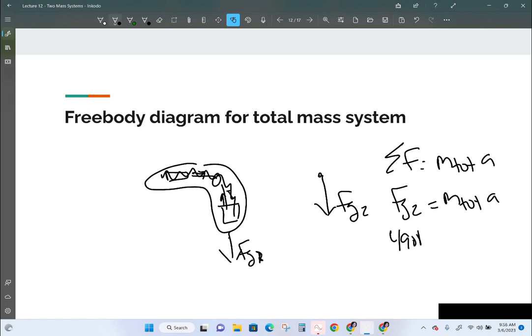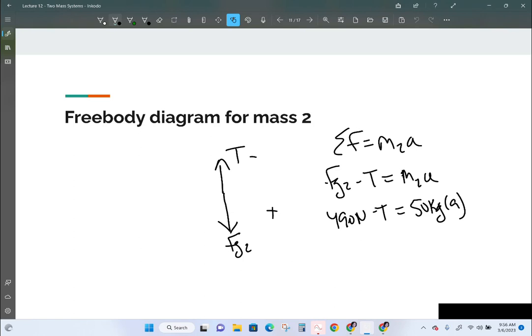Well, Fg2 is 490 newtons and the total mass is 70 kilograms. So A is going to be 490 divided by 70, which is 7 meters per second squared. And we can go back to one of our tension equations. Let's use this one. 490 newtons minus tension equals 50 kilograms times 7 meters per second squared.